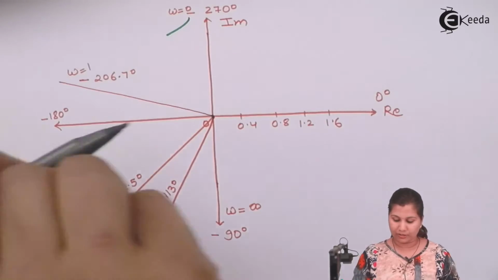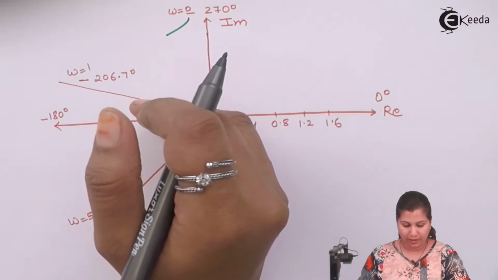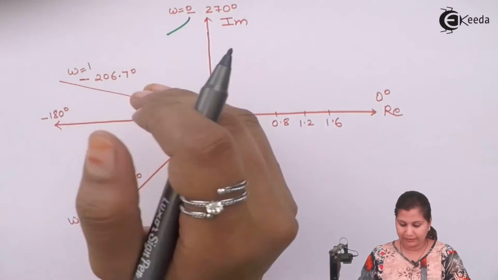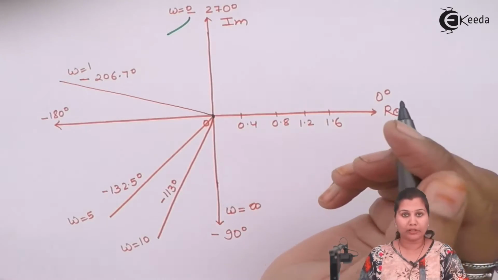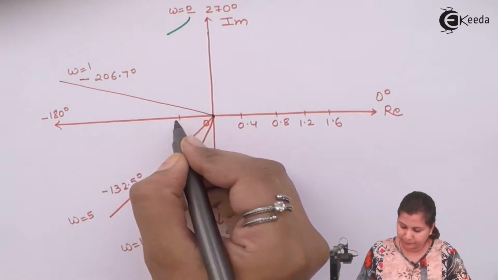Now just mark the points approximately for the magnitudes. For omega equals 1, the magnitude was coming out to be 2.2. So here we have 0.4.